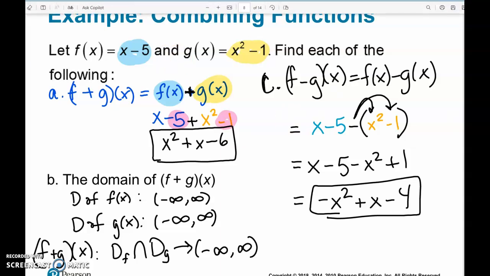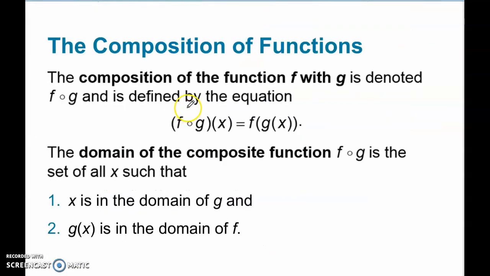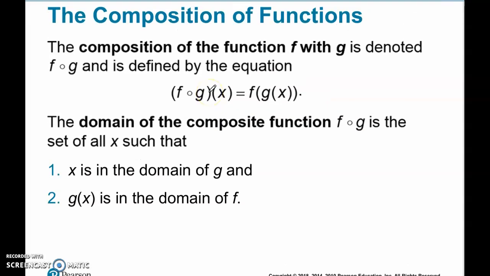All right, so let's take a look at the next page, which talks about the composition. Now, composition is different than the previous page. Composition is represented by this symbol here. This symbol looks like a circle, and it makes it look like f circle g, or the word fog, and it's read as f composite g.